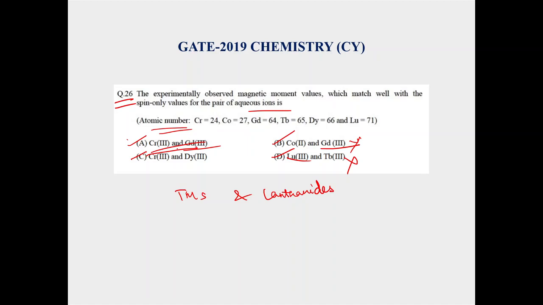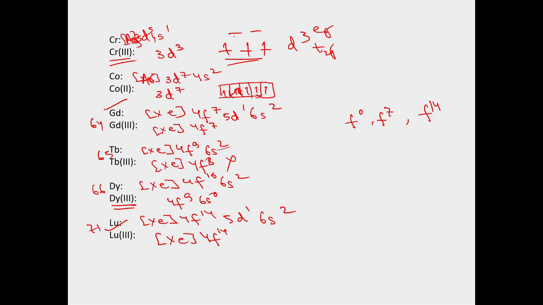Why chromium 3+? Because here we are having d3, right? So there will be no orbital contribution we consider. If there was, like in this case, see, d7, 1, 2, 3, 4, 5, 6, 7, if this type of complex is there, then it will have orbital contribution. But if we have a d3 or d5 system or d10 system, or d8 system, they will not have this contribution.